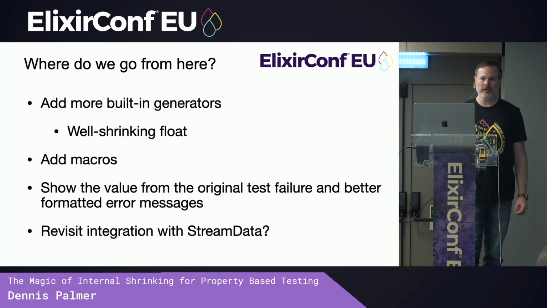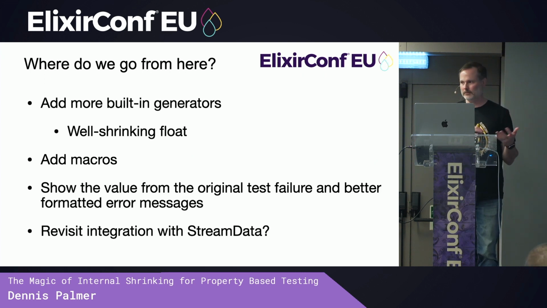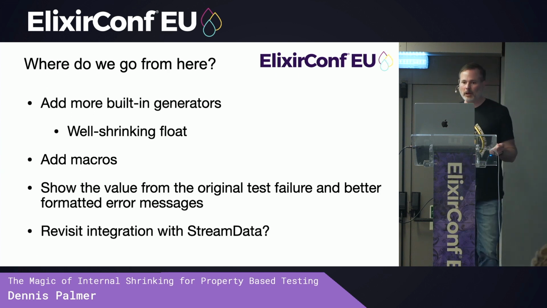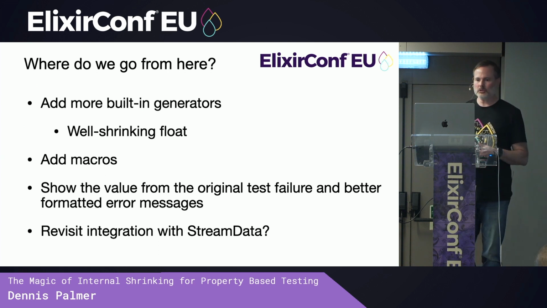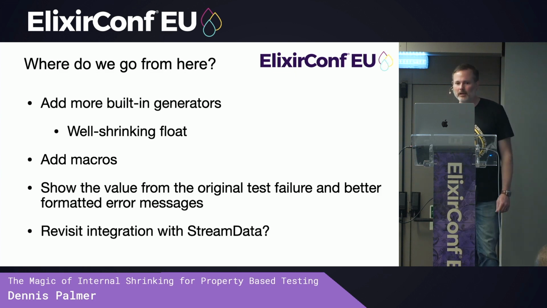So next up, where do we go from here? Adding more built-in generators, there's a whole concept of well-shrinking float, which I don't even have time to touch on. But outside of that, pretty much any generator that you use or build on top of the existing primitive generators should work without any concern for how they shrink. Any examples of properties that don't shrink well, we're going to treat as bugs to be fixed. Then we need to add the macros and show better test failure messages, and then potentially also revisit integration with stream data, but use it if you want to.